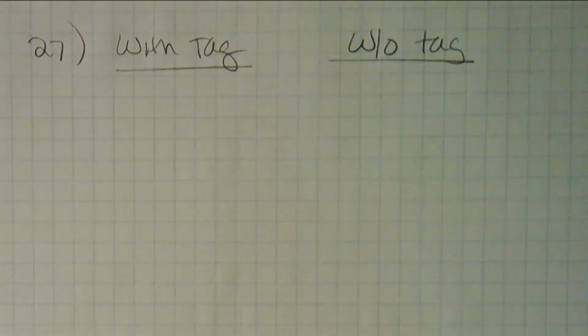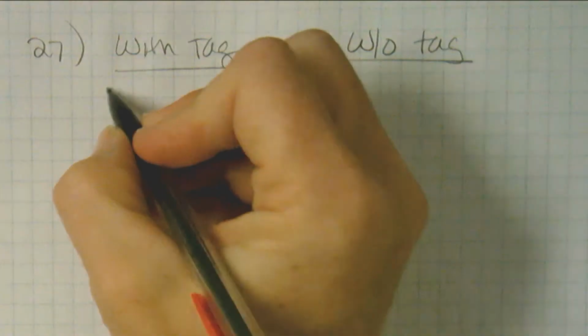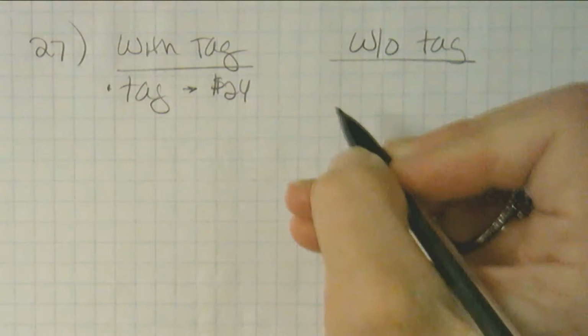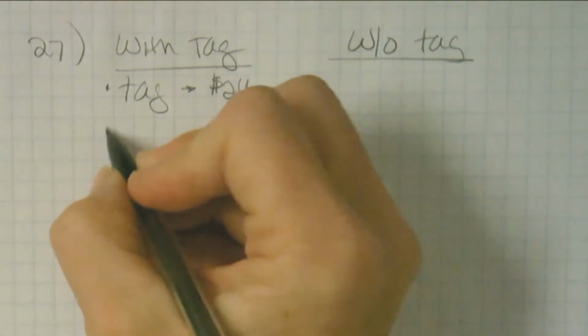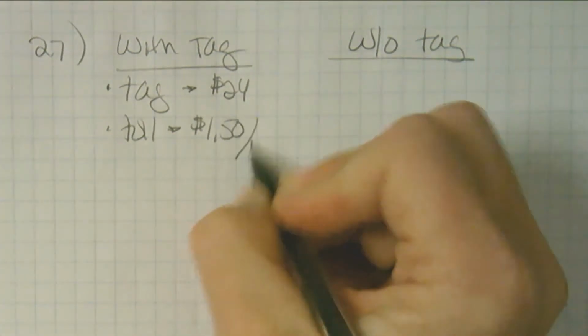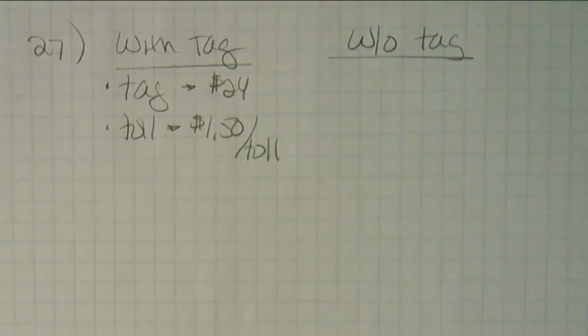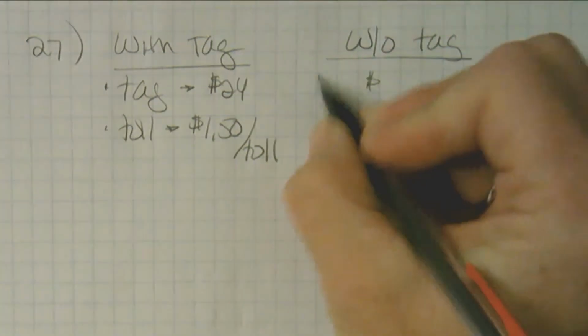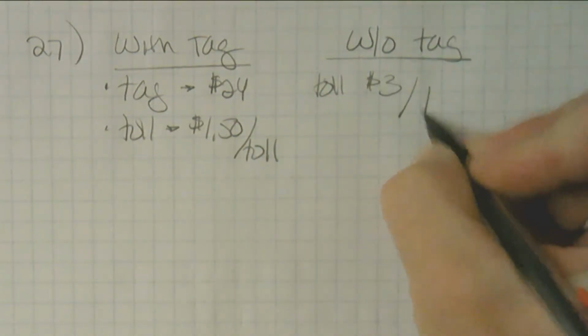All right, so here's going to be a part stuff. So it says when we have a tag, for us to have a tag, first of all, the tag costs $24. We also know that the toll costs $1.50 per toll. What do I know about my costs without a tag? Come on. What do I know about my costs without a tag? Matthew? Excellent. It's $3 per toll.